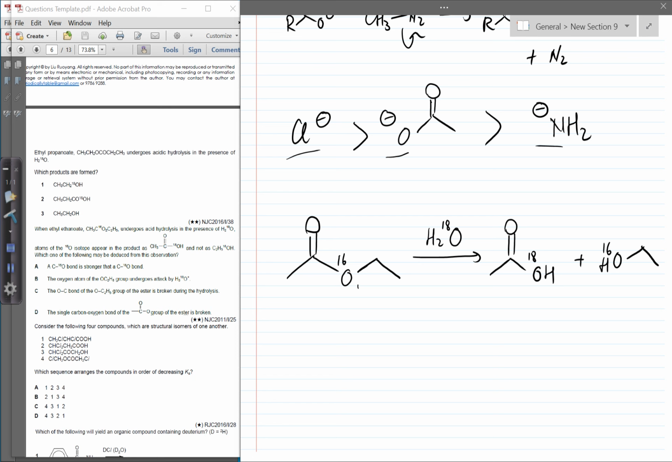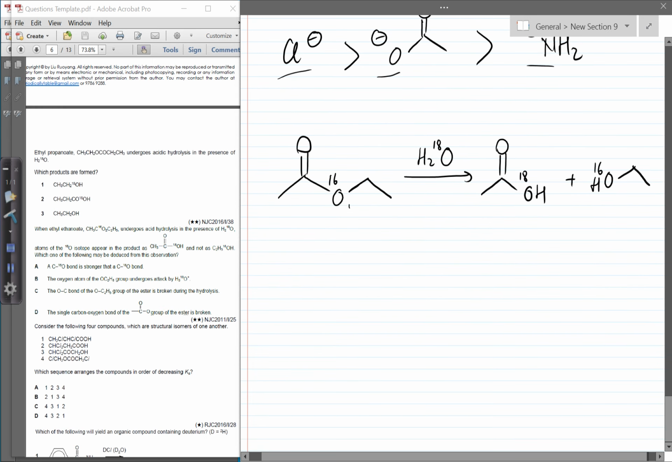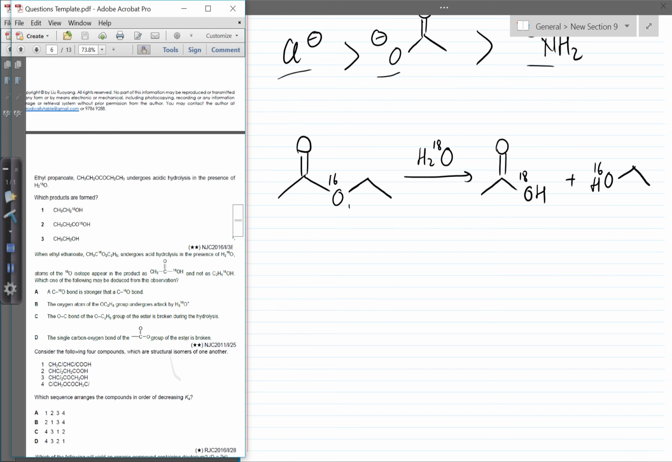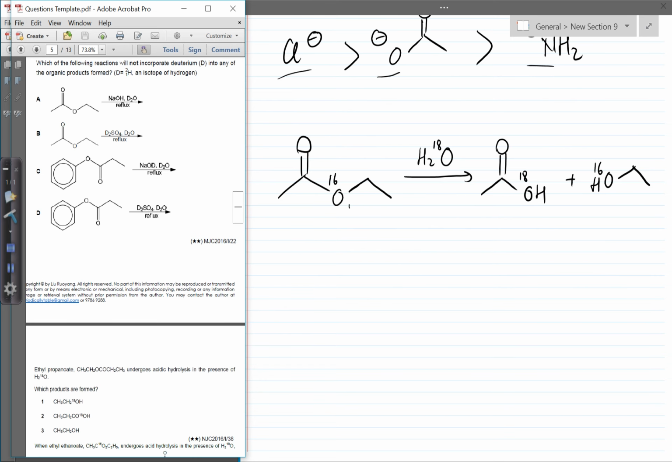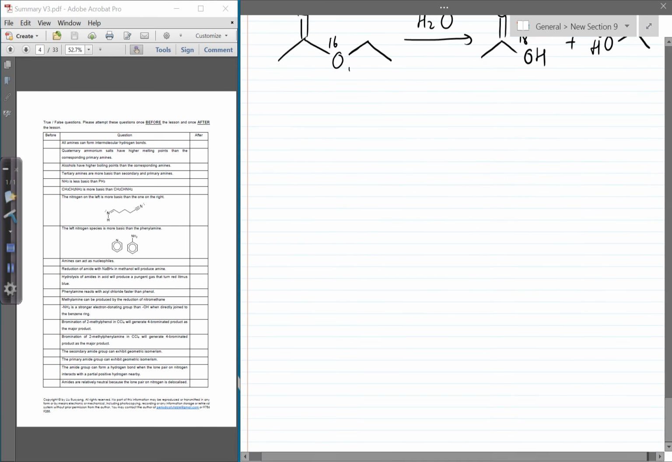Which one? D. This one I already emphasized a lot of times. Take note of which bond is broken. Otherwise, this question you won't be able to do. So you can go and attempt other questions. So more or less, that's the important questions for carboxylic acid. Let's attempt the true-false questions first.